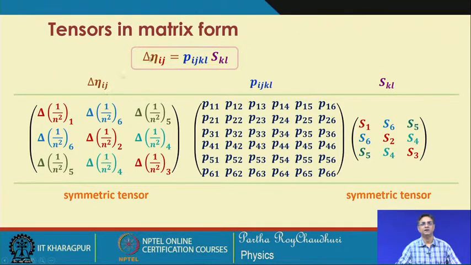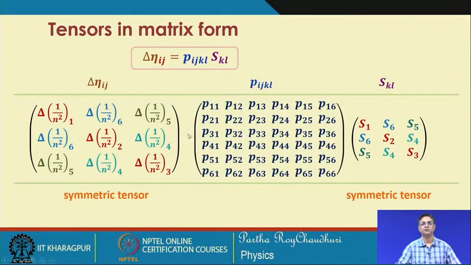So, this is your delta eta ij, represented by this 3 by 3 matrix, p_ijkl under compression: 11, 12, with i and j put together equal to 1, and j and k equal to 1, 2, 3, etcetera. So, you have this 6 by 6 element strain optic tensor, and for S_kl, which is also symmetric, we have seen the strain matrix is also symmetric. So, S6, S6, S4, S4, S5, S5, and this is the diagonal element. So, they are very consistent and very conformable.